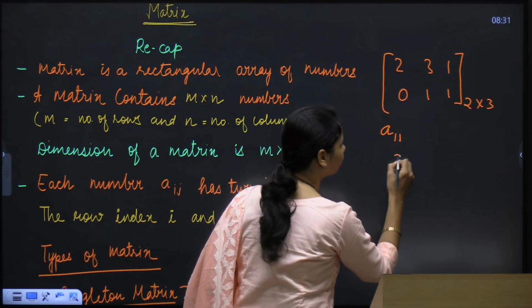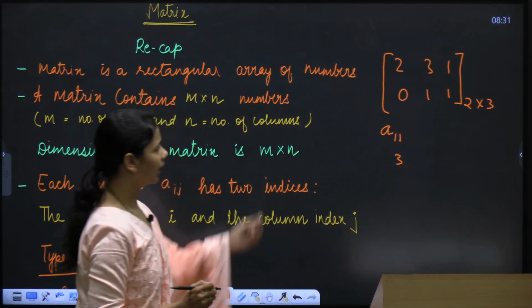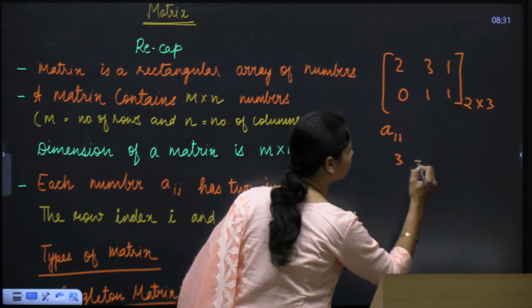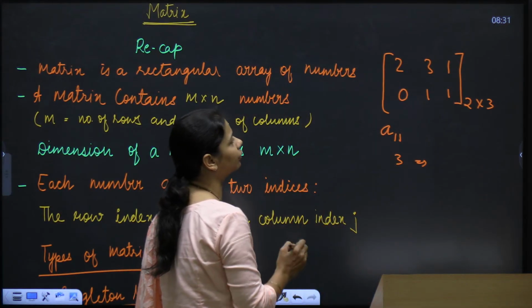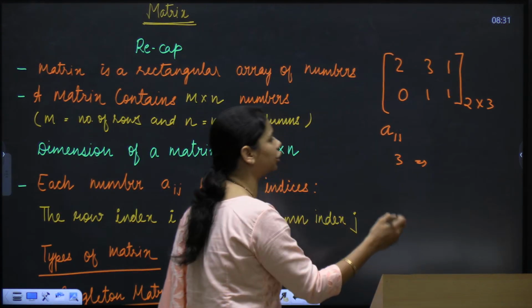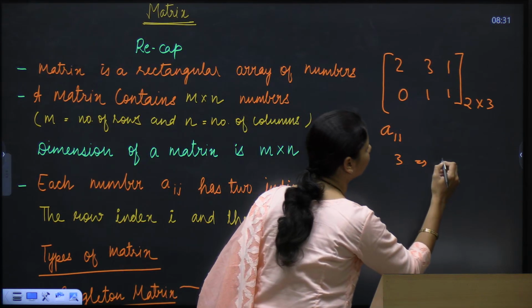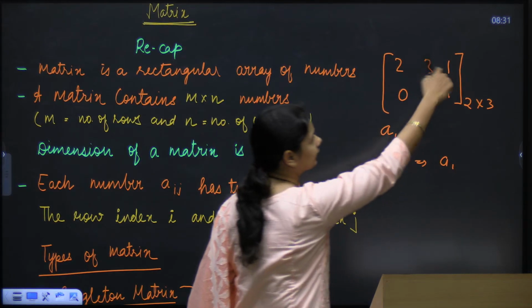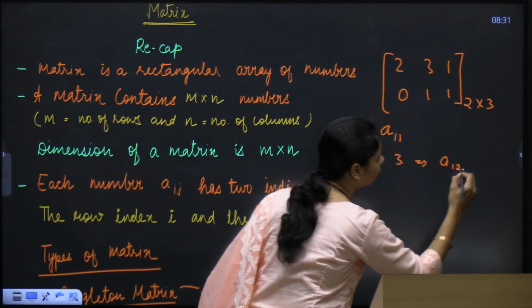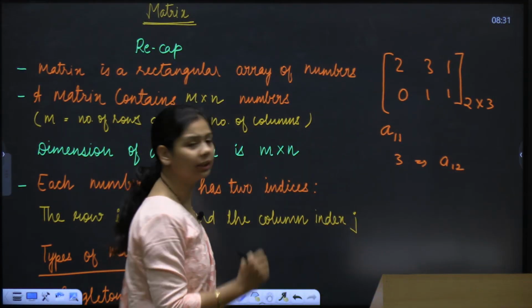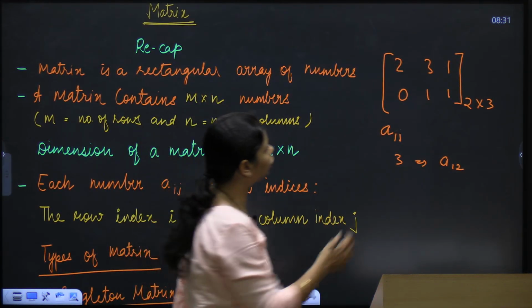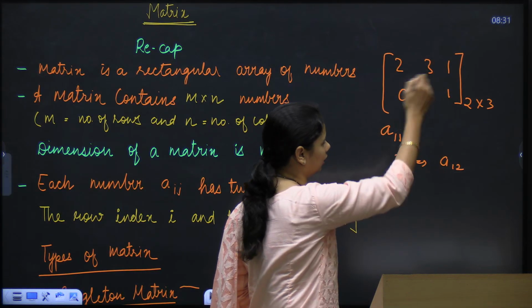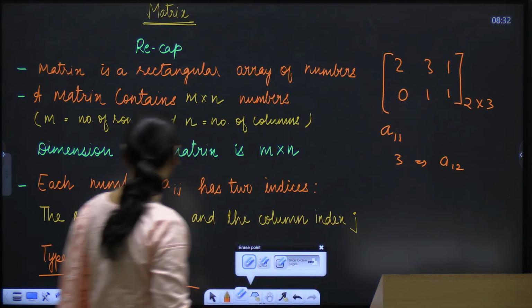Here, if suppose we take the element 3, then the indices or the position of this particular element will be A1 as it is situated in the first row, and 2 as it is situated in the second column. So the position of this number 3, or the indices of 3, is A12.